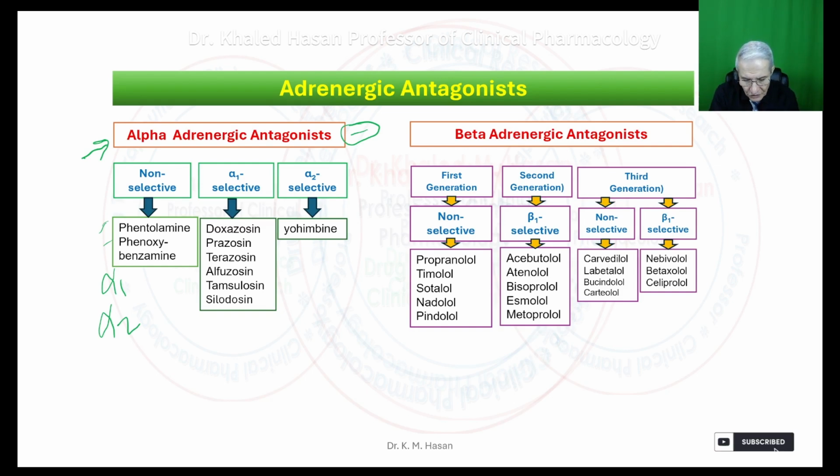Moving to the next subcategory, we have alpha 1 selective. Regarding alpha 1 selective, we have a list of medications: doxazosin, prazosin, terazosin, alfuzosin, tamsulosin and silodosin. All these are considered alpha 1 selective. Moving to alpha 2 selective, we have yohimbine, which is not popular in clinical practice. Again, for alpha blockers, the non-selective ones are phentolamine and phenoxybenzamine.